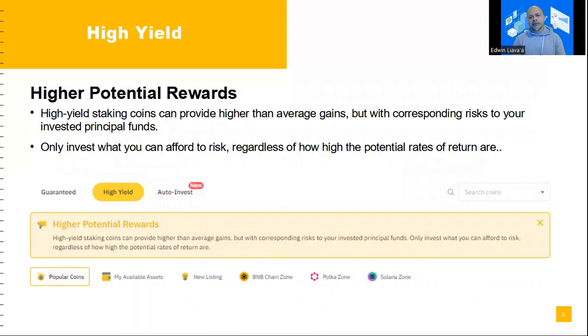What is high yield? These are products with higher potential rewards, but they are based on staking coins like Bitcoin and Ethereum, with higher than average gains. But also remember, there's always a risk to your invested principal funds, which we could discuss further down the line, right? Again, only invest what you can afford to risk, regardless of how high the potential rates of return are, right? That's high yield.